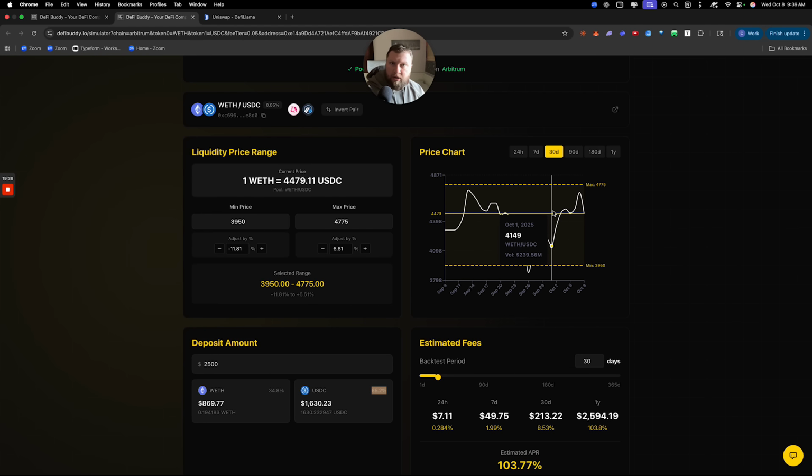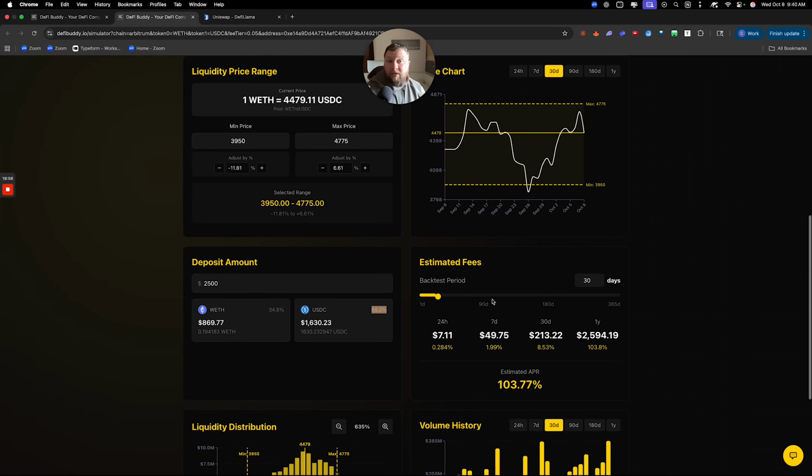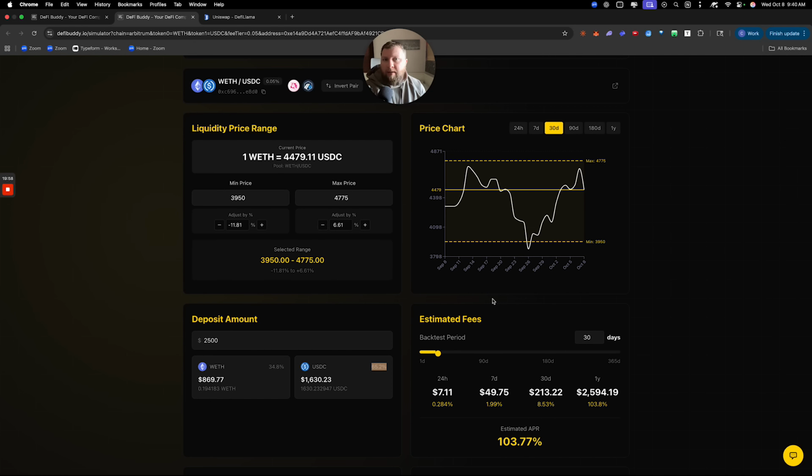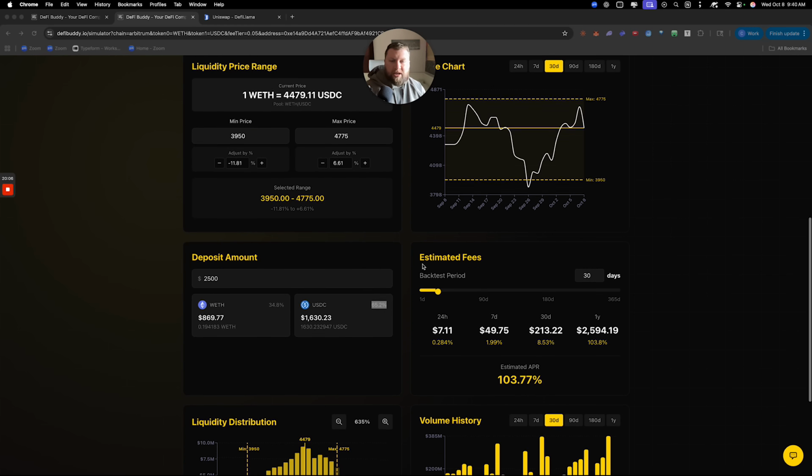The thick line is my current price. The bottom and top of the range are dotted. You can see that the solid current price is closer to the top end of my range, so I'm not going to be entering with 50-50. I'm going to be entering with 35% ETH, 65% USDC. When I am actually deploying capital into this, I want to make sure that I have the proper ratio of tokens, and I'll be swapping here in a minute. So let's keep going.